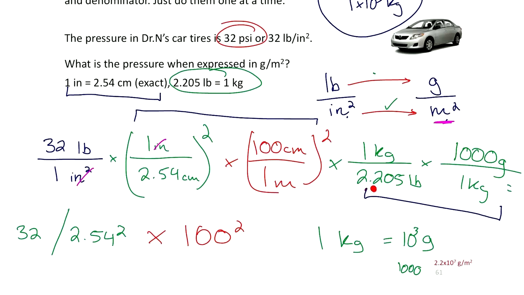The 2.2, I didn't say it's exact, all right? But regardless, if this was 4 sig figs or infinite sig figs, 2 sig figs here still wins, so it doesn't matter. Okay, good?